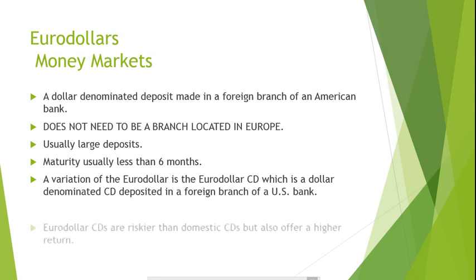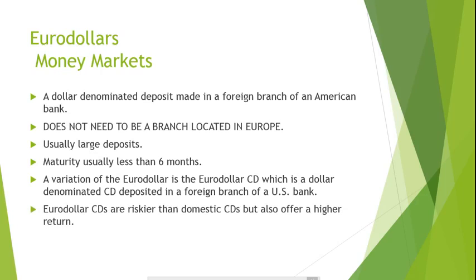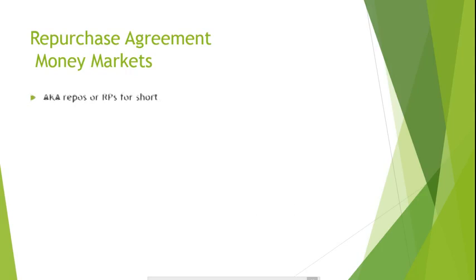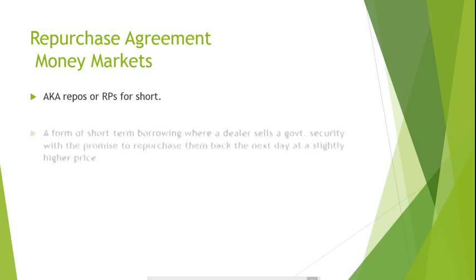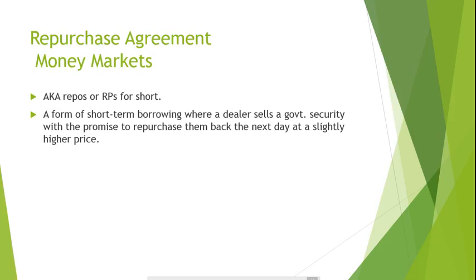Repurchase agreements, also known as repos or RPs, are a form of short-term borrowing where a dealer sells government securities with the promise to repurchase them the next day at a slightly higher price than what they sold for. Thus, the dealer is simply taking out a one-day loan using the security as collateral.